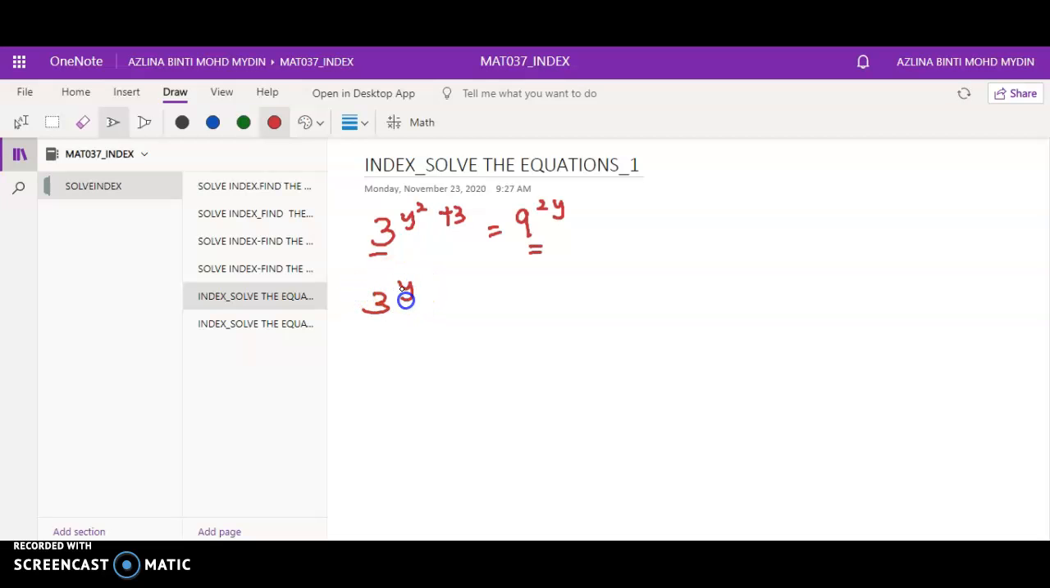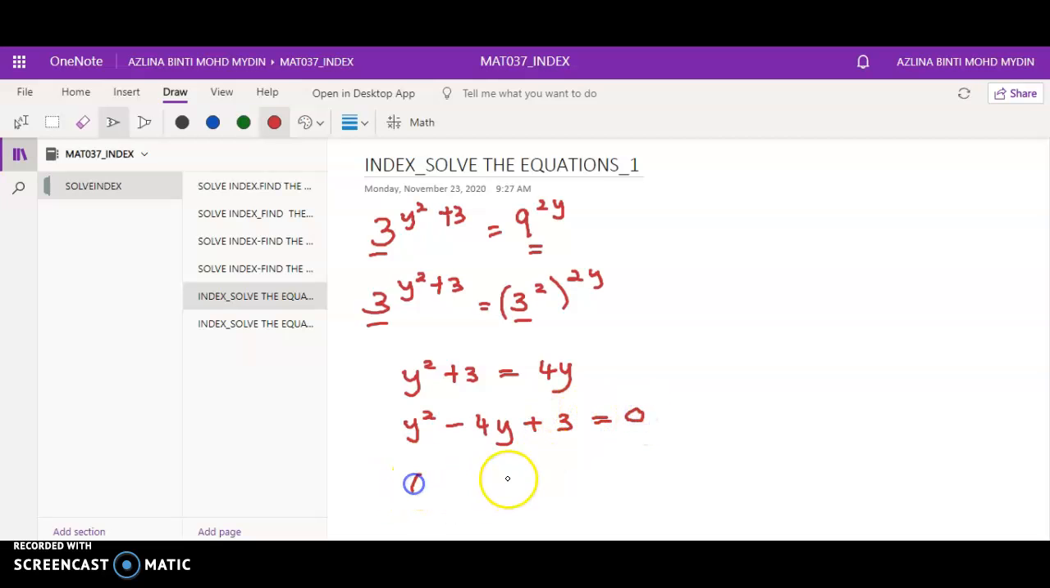So the 3 here, let it be. 3^(y^2+3) equals, here I'm going to change the 9 to 3^2, to the power of y. So I will get the same base already, so I can just solve the equation y^2+3 equals 4y. So write it in the quadratic equation. So I get the quadratic equation over here.